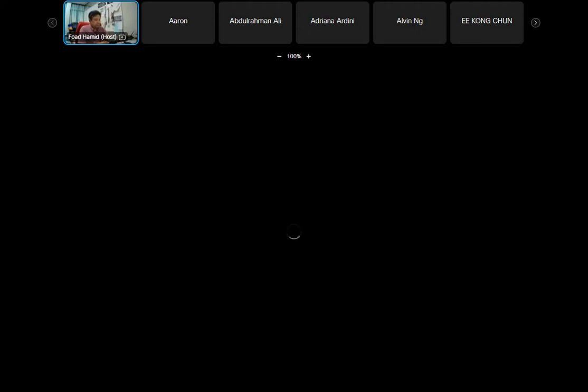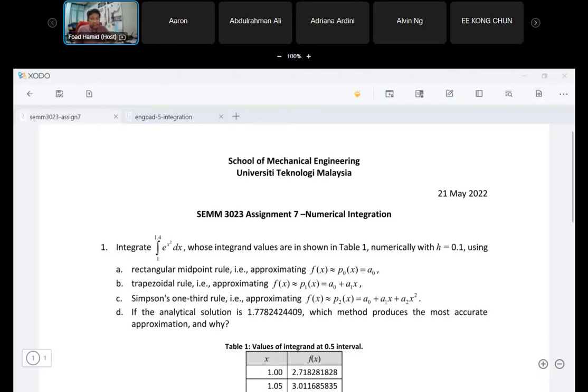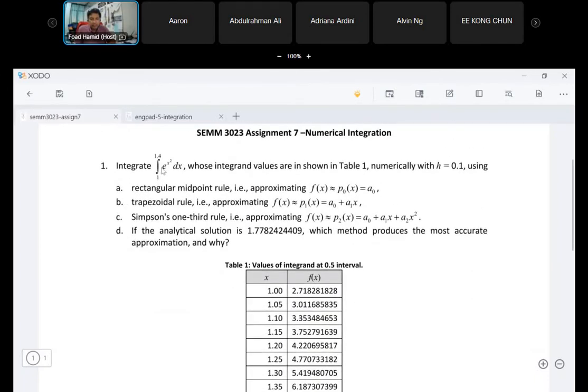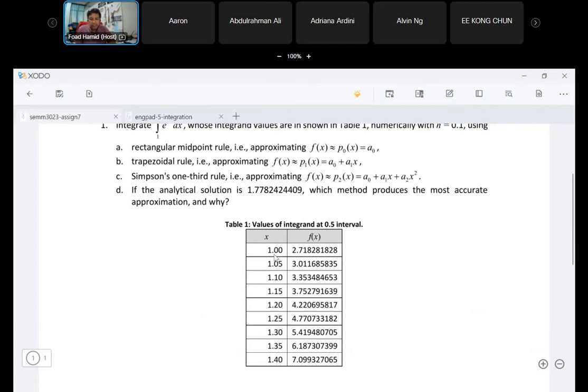Right, so this one. The question is: integrate this function whose integrand values are shown in Table 1. So basically, all the values for e to the power x squared are given in this table: 1, 1.05, 1.10, and so on.